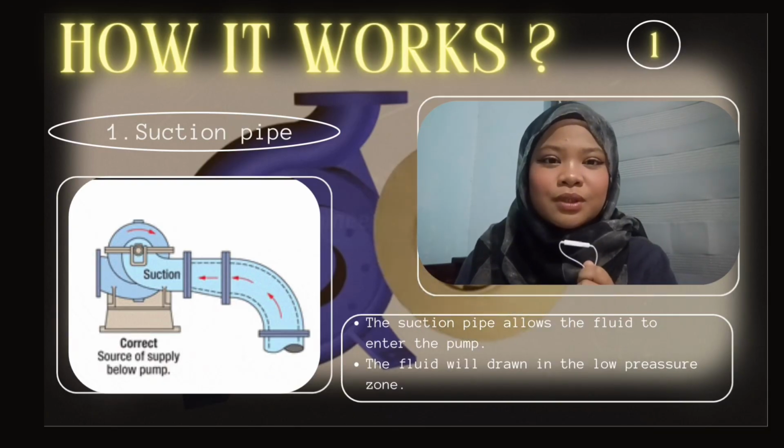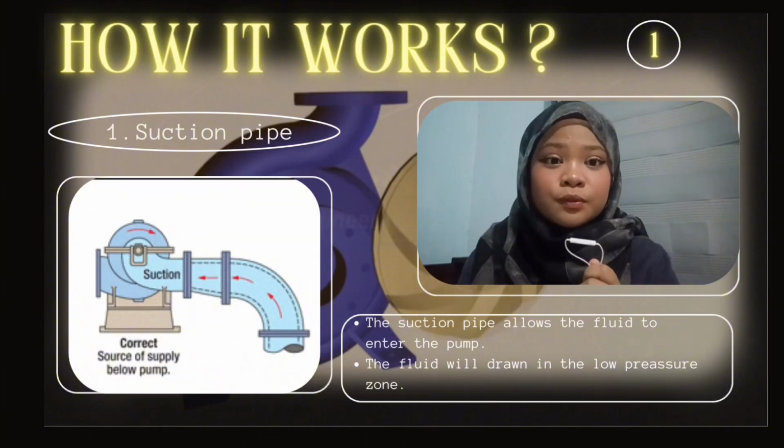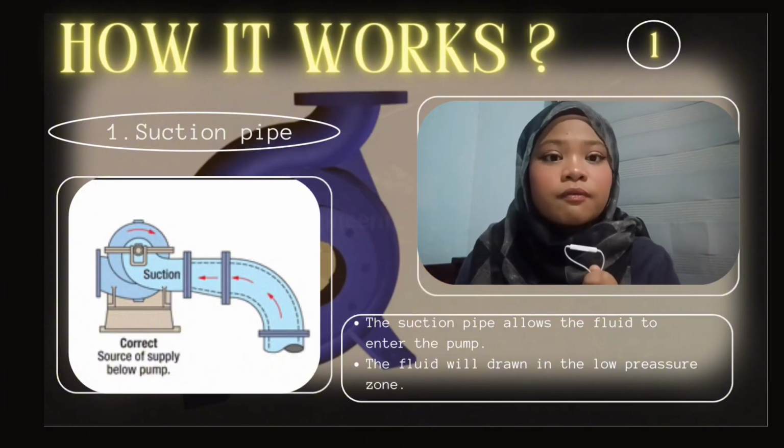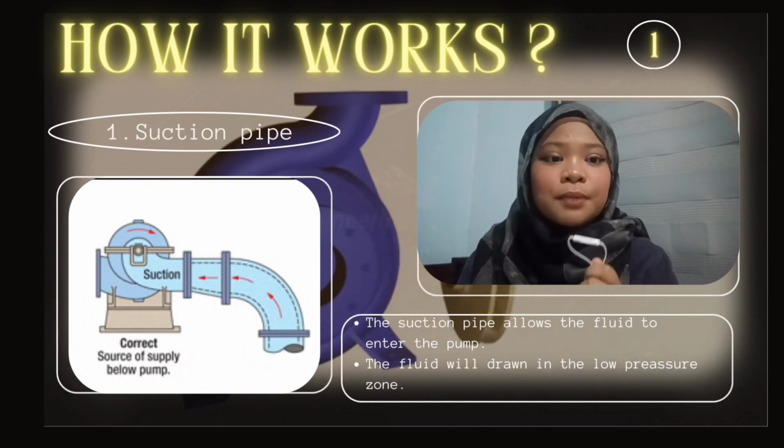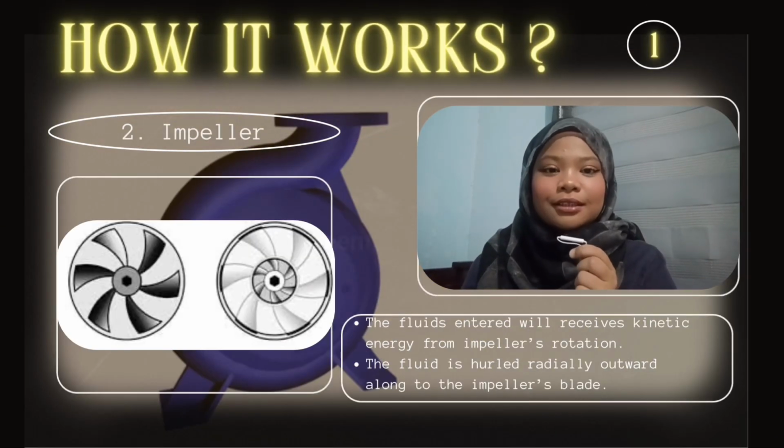works. So the first one is the suction pipe. The suction pipe will allow the fluid to enter the pump. Then the fluid will be drawn into a low pressure zone that is created at the impeller center by its rotation. So the next one is the impeller.